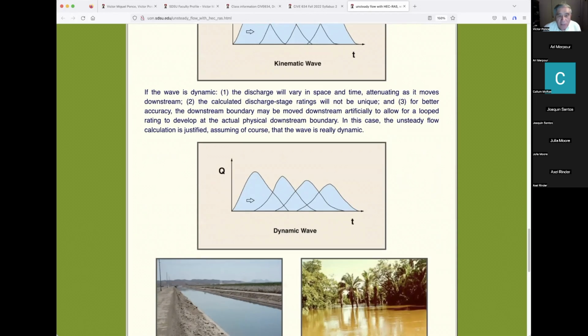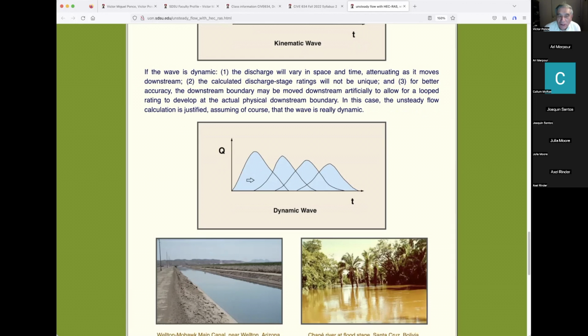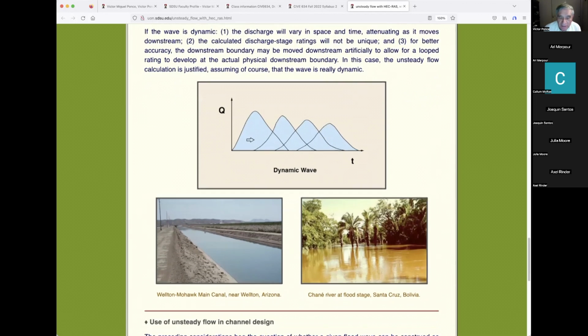If the wave is dynamic, the discharge will vary in time and space, attenuating as it moves downstream, as accords to a good, well-behaved dynamic wave. The calculated discharge rating will not be unique. For better accuracy, the downstream boundary may be moved artificially downstream, which is what we said, to allow for a loop rating to develop at the actual physical downstream boundary. In this case, the unsteady flow calculation is justified, assuming, of course, that the wave is really dynamic.